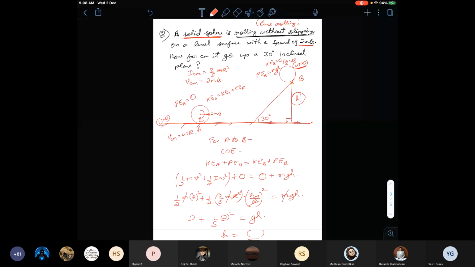Sir, how did you get 2 upon 5 mr square? That is the moment of inertia of your solid sphere. I had given you the list of moments of inertia, na? The standard moments of inertia of different shapes. If you see the solid sphere, moment of inertia of solid sphere was written as 2 by 5 mr square. Okay, sir. Any other doubts, anybody?